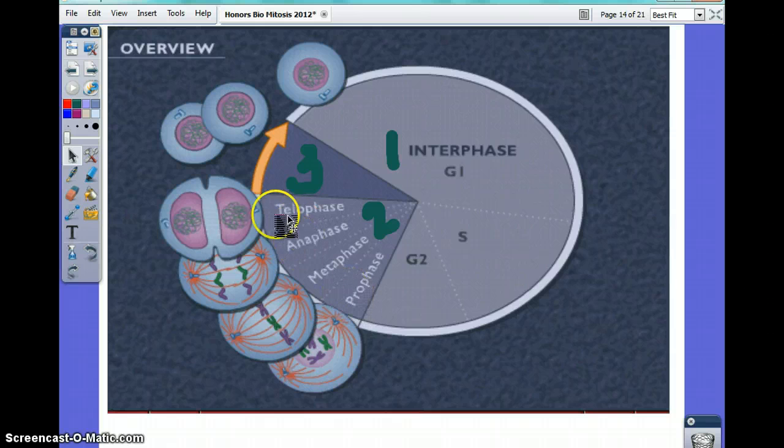Division of the nucleus is the mitosis stage of the cell cycle. It has four parts. Think of PMAT: prophase, metaphase, anaphase, telophase. And then cytokinesis occurs, where the cell splits in half and the cytoplasm splits, resulting in two daughter cells identical to the parent cell.